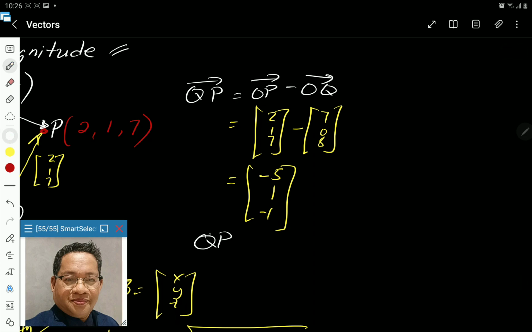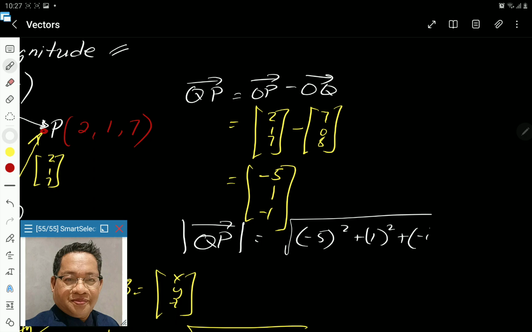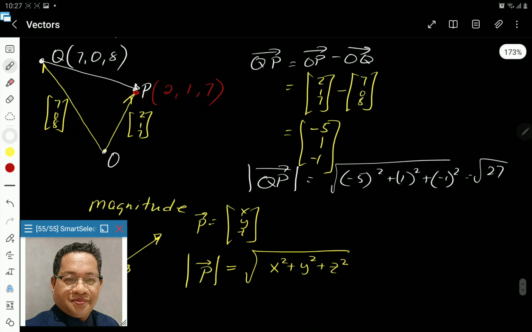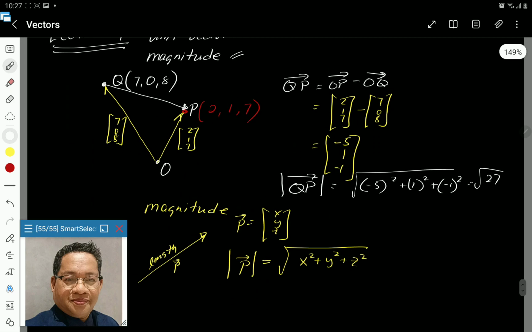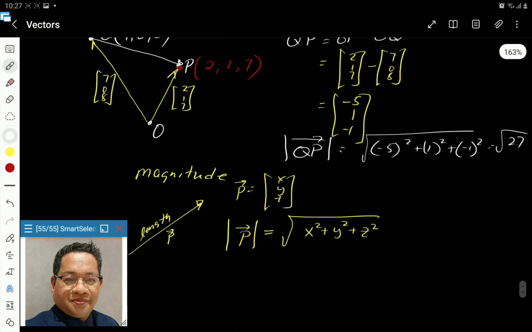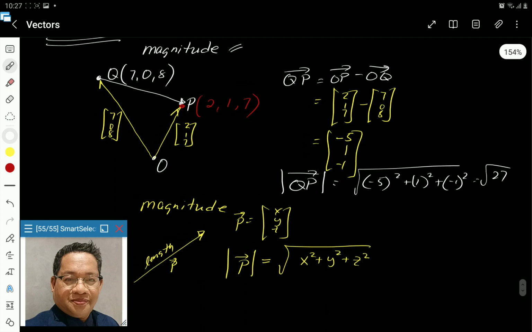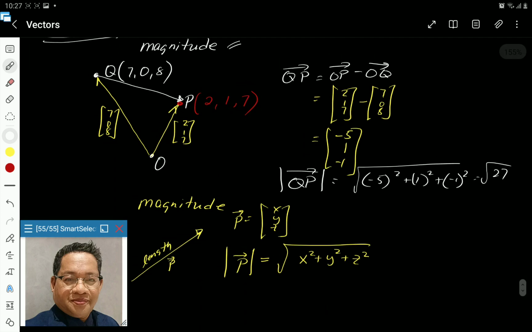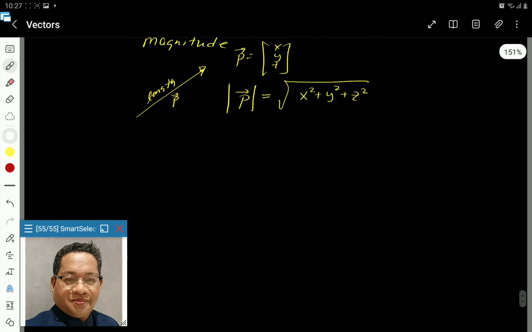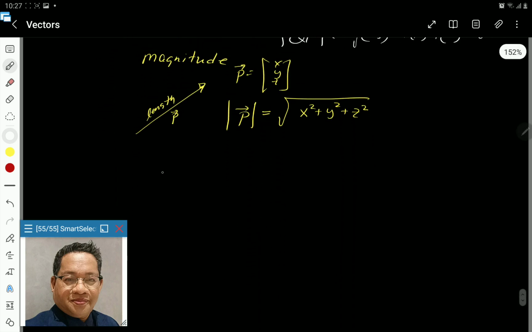Length of QP, that symbol is the length. So basically the length of QP is equal to the square root of negative 5 squared plus 1 squared plus negative 1 squared, which will give you square root of 27. Okay, so that is now how to find the length of a vector. Now we have what we call a unit vector.